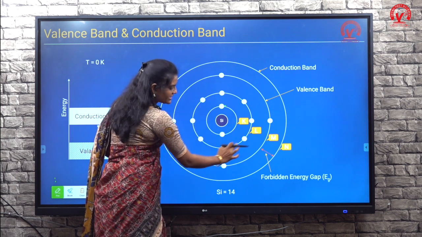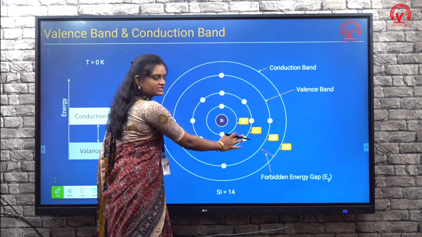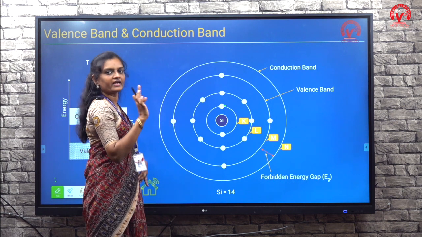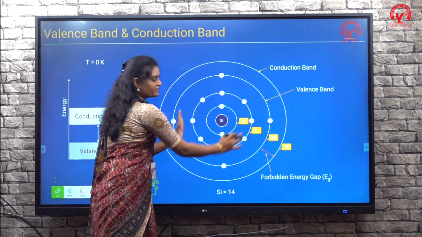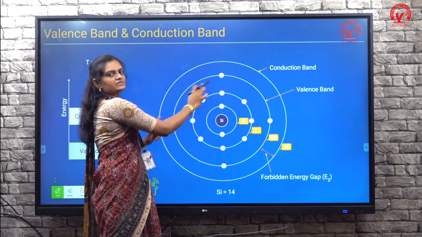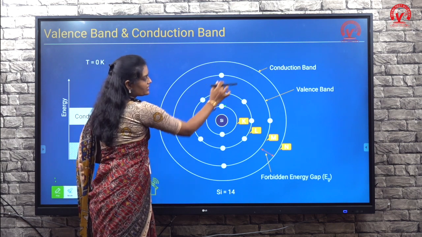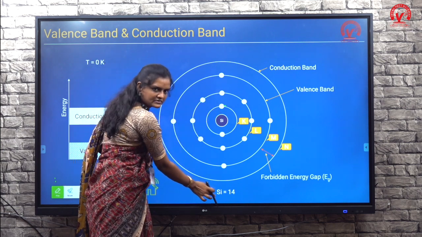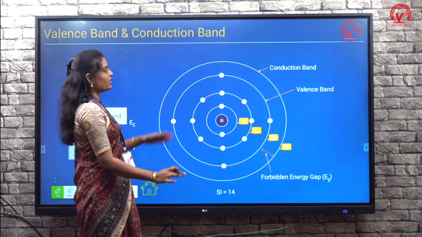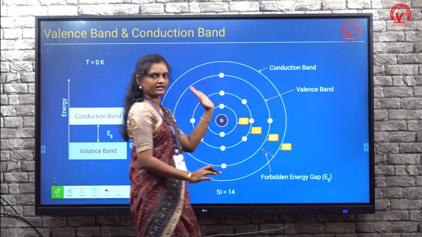And the next shell, the second one, represents the L shell. It has 8 electrons, and it is also completely filled. Now the third shell has 4 electrons. It is partially filled: 1, 2, 3, 4. If we count the electrons for a silicon atom, we get 14 electrons. Now our aim is to find what is meant by valence band and conduction band.